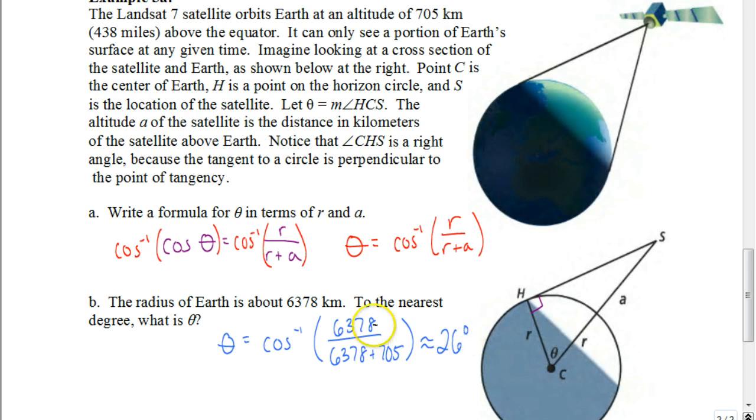If I hadn't done it that way, if I had just typed in my calculator 6,378 divided by 6,378 plus 705, the calculator is only going to divide these two pieces because it's going to follow order of operations, and then it's going to add 705. That's why you want to use that fraction bar, so your calculator knows the proper order to do it in. So we get 26 degrees as your answer.